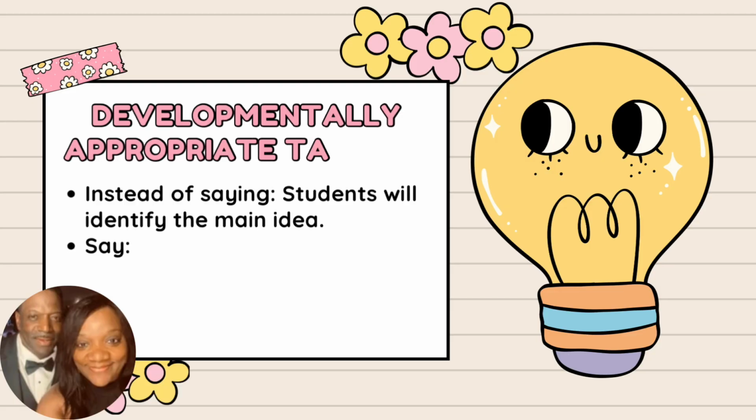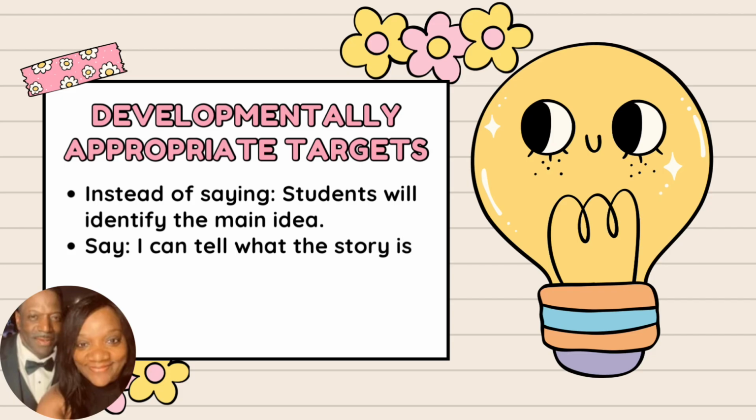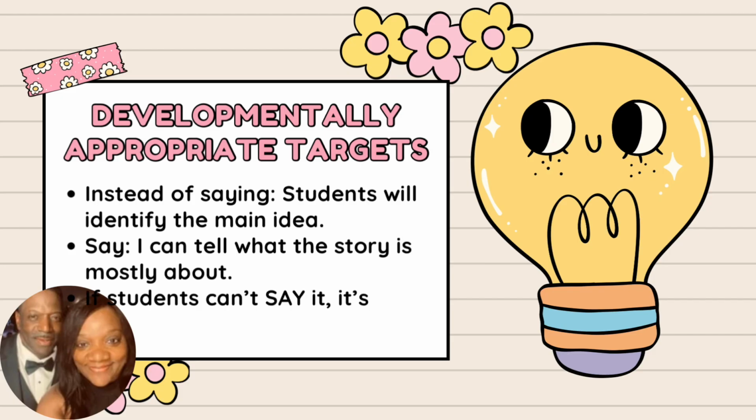Our learning targets and success criteria, as a reminder, should be developmentally appropriate. Instead of saying, "students will identify the main idea," when you're talking to your pre-K, kindergarten, and first grade students, what would you say instead? You could say, "Hey, I want you to tell what the story is mostly or mainly about." If it's too complex for our babies to say it, that means that they probably don't understand it.